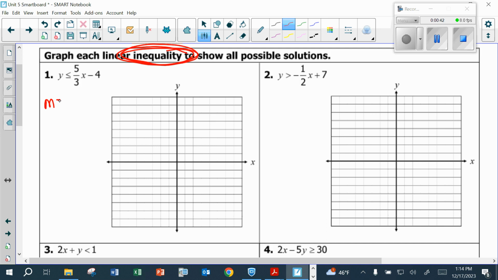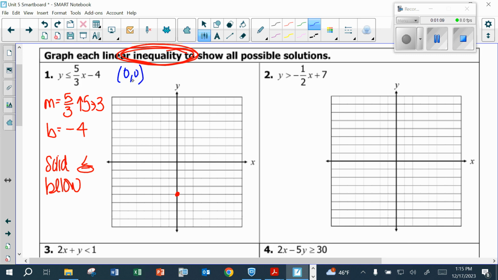We have a slope of 5/3, which means we're going up 5 and then right 3. Our b value is -4, so we're going to plot our first point down here. And it's a solid line because it's less than or equal to, so the equal sign makes it solid. And we're going to shade below because it's less than. You can also pick your test point, 0, 0. So if you plug in 0, 0, is 0 less than or equal to 5/3 times 0 minus 4? 0 is not less than or equal to -4. So we know that that's not going to be a point.